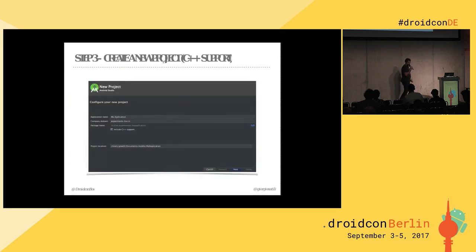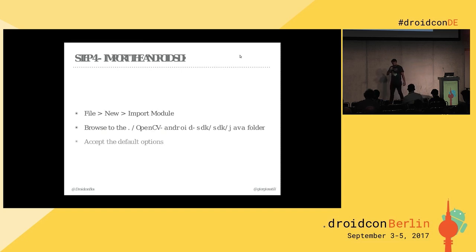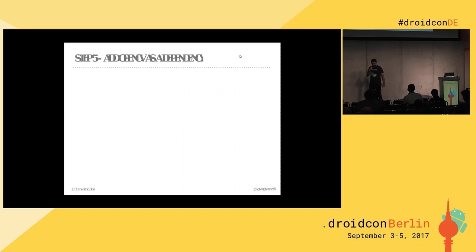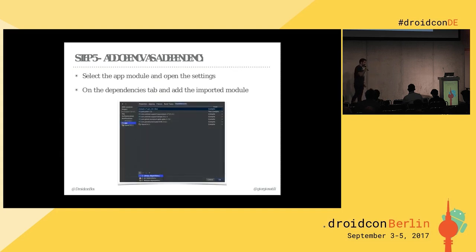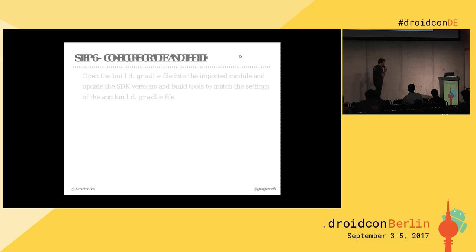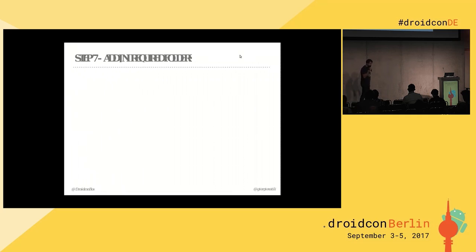You start to create a new project, you include the C++ support, you import a new module pointing to the OpenCV Android SDK Java folder, and you accept the default options. At this point, you select the module and you specify that you want to compile it in your application. Once you have done this, be sure that the Gradle file that is contained in the OpenCV SDK and in your app match. What I mean is that the SDK that you want to compile for and be compatible with have to be the same.